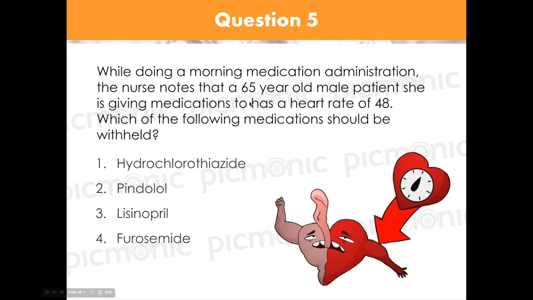So let's look at this question. While doing a morning medication administration, the nurse notes that a 65-year-old male patient she is giving medications to has a heart rate of only 48. Which of the following medications should be withheld? Pause. What's the question asking me? The question is asking me, which of these medications should not be given to a patient who has a heart rate of 48? I've reworded the question exactly to say, what is it asking me? So which one of the medications should not be given? And it's only one answer.